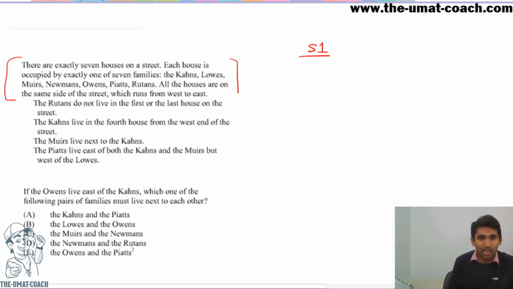Okay, alright. For any of these questions, I think I've mentioned in one of my previous videos, always try and set it up. How am I going to reorganize this information into a way that I can visually represent it and read the information better? So what do we have?